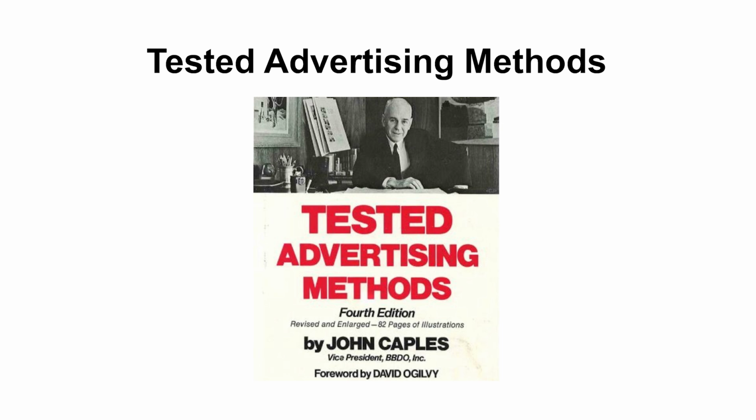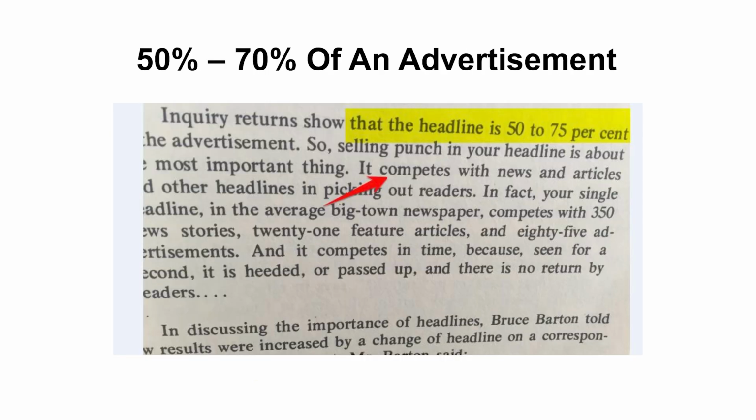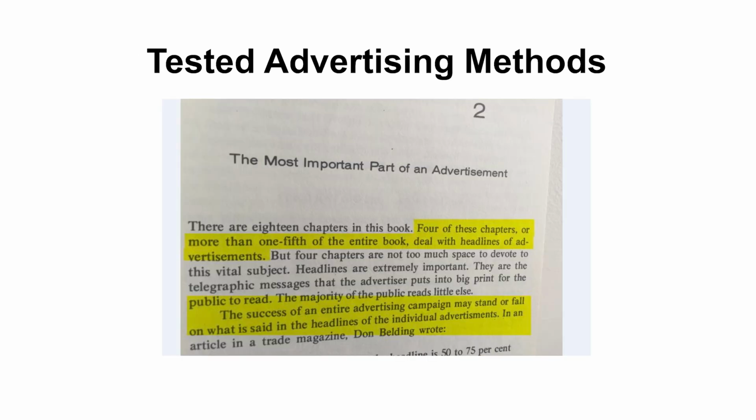But the significant thing about this book, as you can tell by the title itself, is that it was tested. So basically what John Caples did was he went through a lot of different tests and he's able to provide the results about what works better. But interestingly enough, in the book he says that the headline is 50 to 75% of an advertisement. And here he says in the book too that more than 1/5 of this entire book, Tested Advertising, deals with headlines. Okay, and he goes on to say at the bottom there, you can see it there, it says the success of an entire advertising campaign may stand or fall on what is said in the headline. So he places that much importance on getting the headline right.